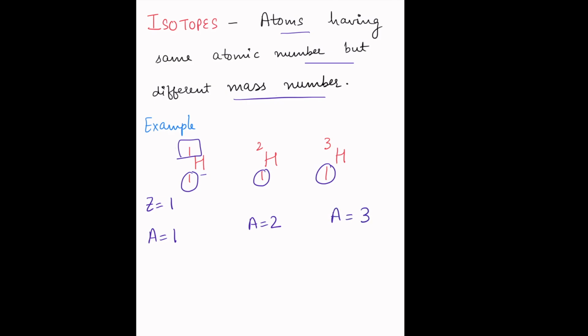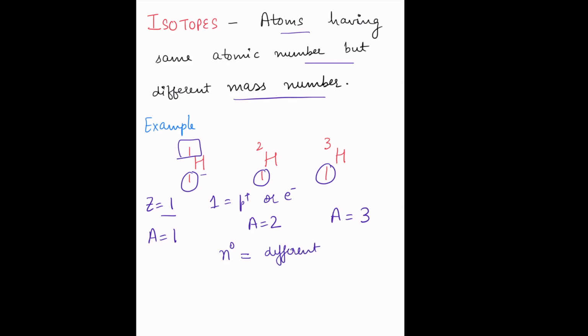The interesting part is if the atomic number is the same, that means the number of protons or electrons is the same. So therefore, 1 is the number of protons or the number of electrons. So then what is different in isotopes? It's the mass number, or the number of neutrons, which is different in all the three cases.